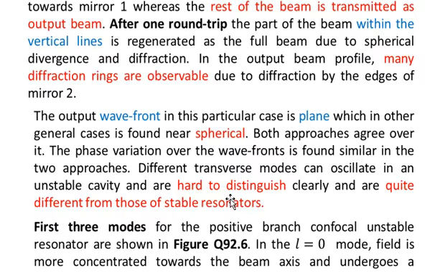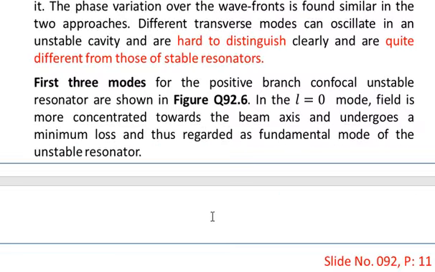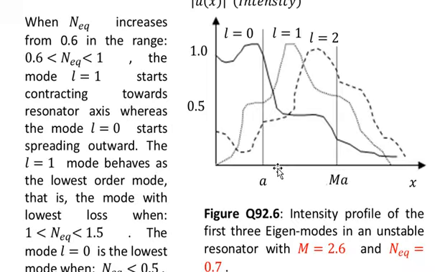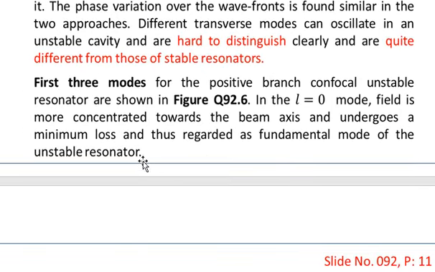So you see that as far as the two approaches are discussed, that is the geometric approach and the field optics approach, we see that it is hard to distinguish between those modes clearly, but there is of course a definite distinction that we can make with the field coming out with the modes for the case of the stable resonator. The first three modes for the positive branch confocal unstable resonator are shown in figure number 6. That is in this figure. And of course, this is the figure that we have drawn for the case of a confocal unstable resonator for the positive branch.